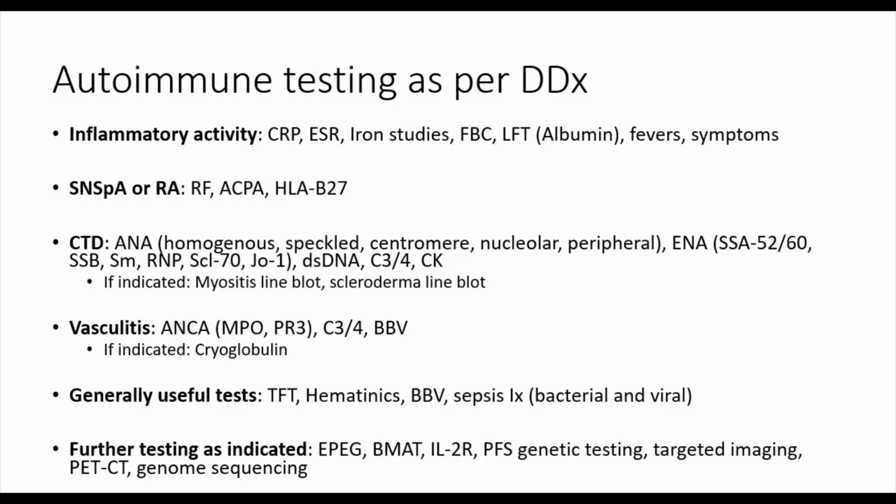A standard ENA panel involves the following antigens: SSA, or Ro52 or Ro60, which stands for Sjogren's syndrome related antigen A, and SSB, which stands for Sjogren's syndrome related antigen B. As the name implies, these antigens are associated with Sjogren's syndrome. Then there is the Smith antigen, for which anti-Smith antibodies are very specific for lupus.